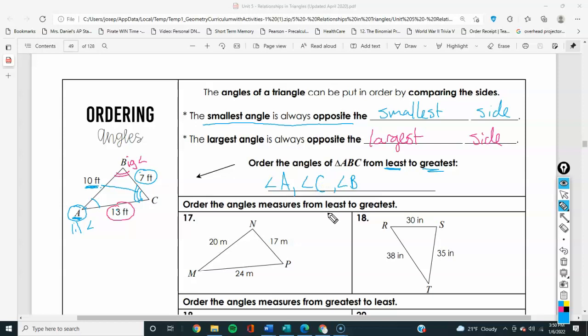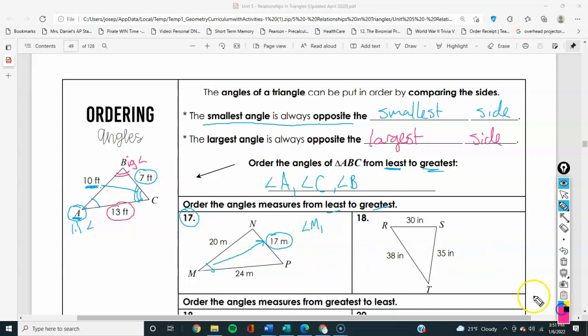All right. So let's take a look at 17. So in 17, we want to order these angles from least to greatest. So first thing I gotta find is what's my smallest side. 17 is my smallest side. M is my angle that's looking at it. Okay, so M is opposite my small side. So angle M is going to be my smallest angle.